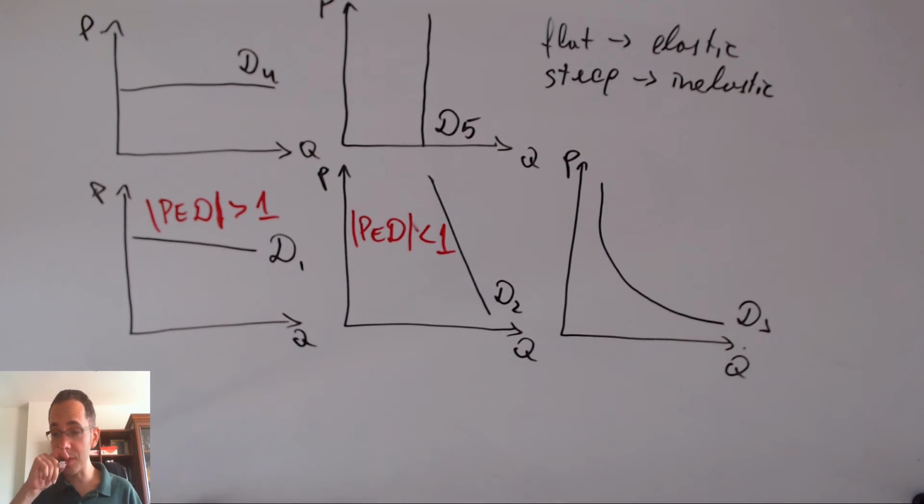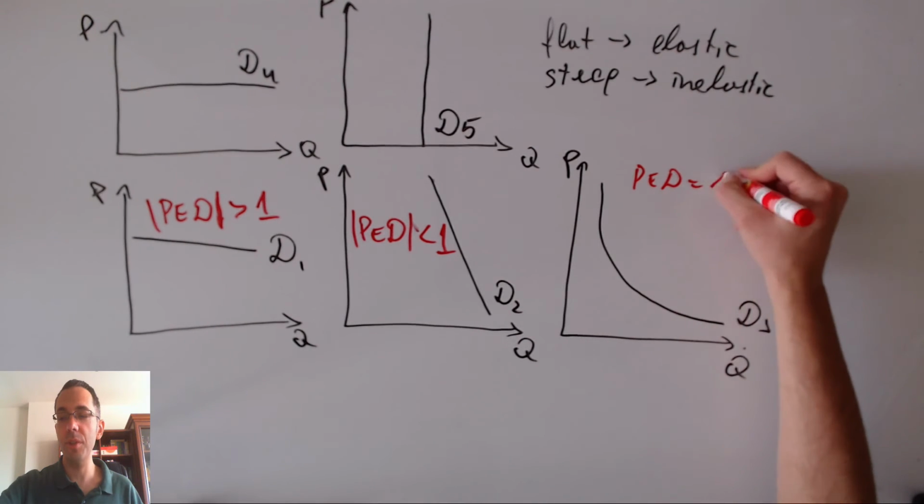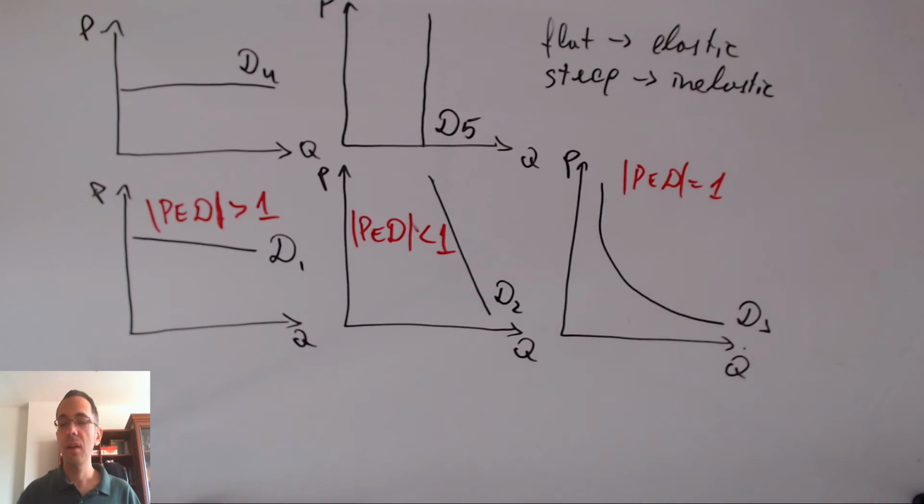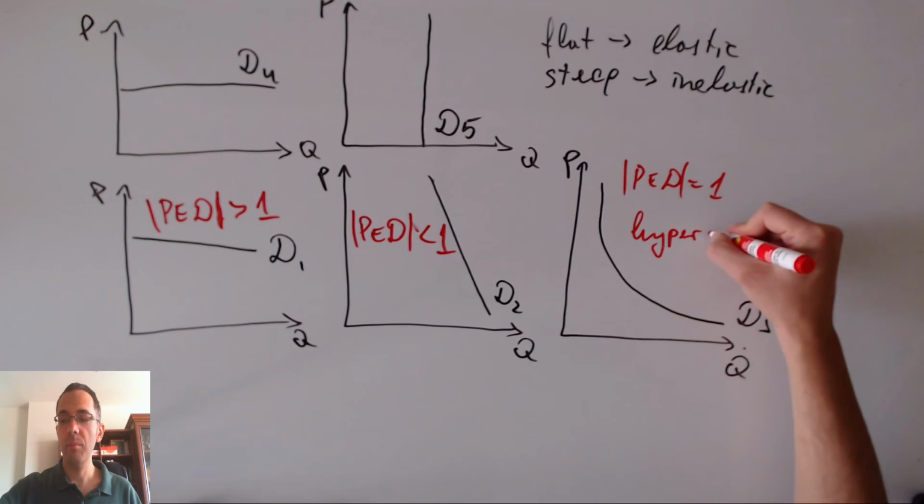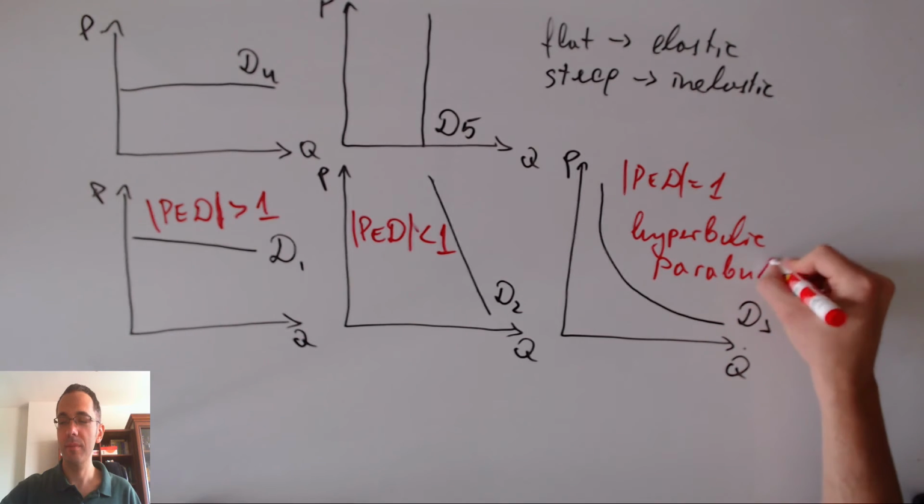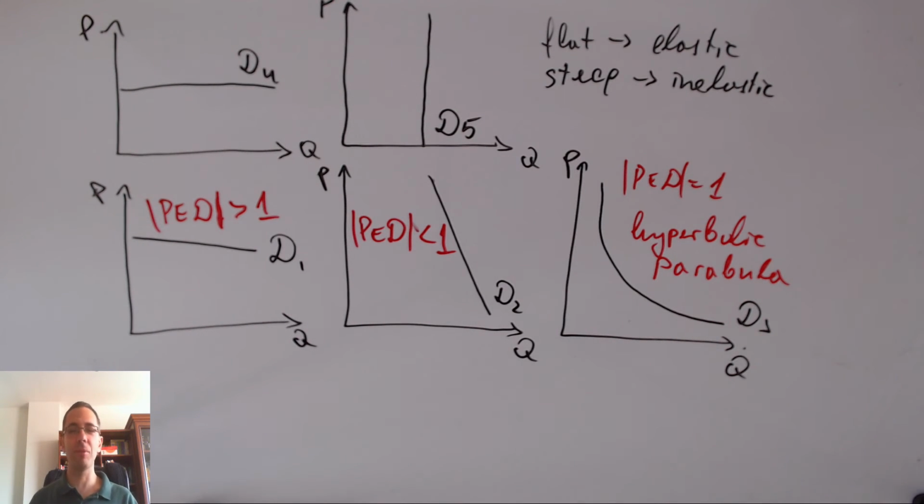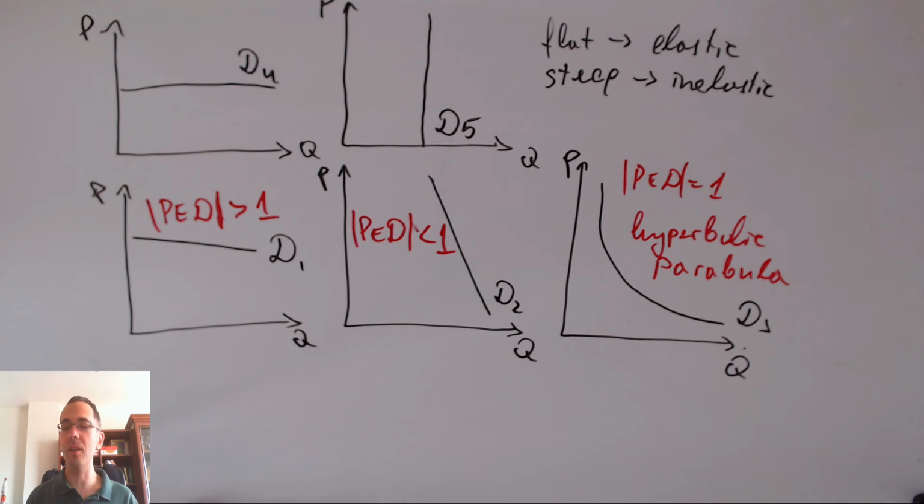Now this one is a specific case where the price elasticity of demand would always be equal to 1. And this is called a hyperbolic parabola. You generally will not be asked this question, but a demand curve that follows this nature of a hyperbolic parabola would always have a price elasticity of demand of 1.